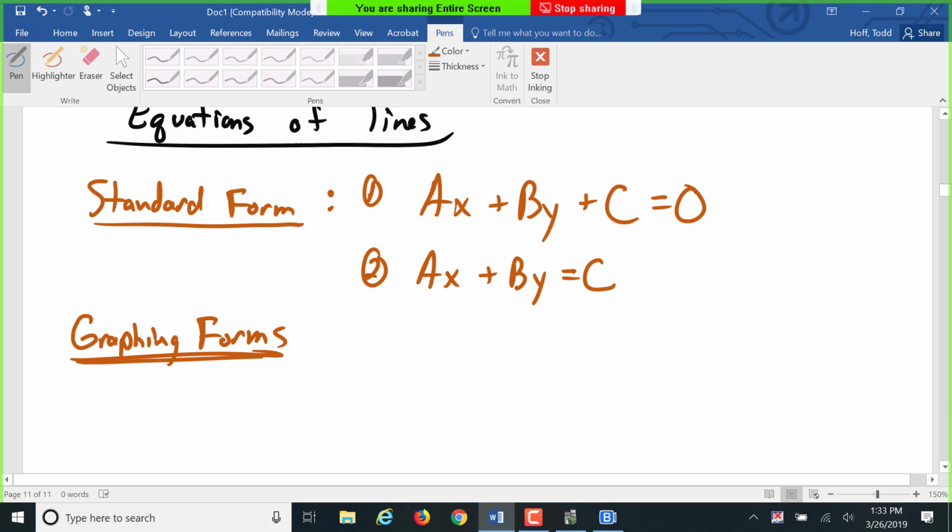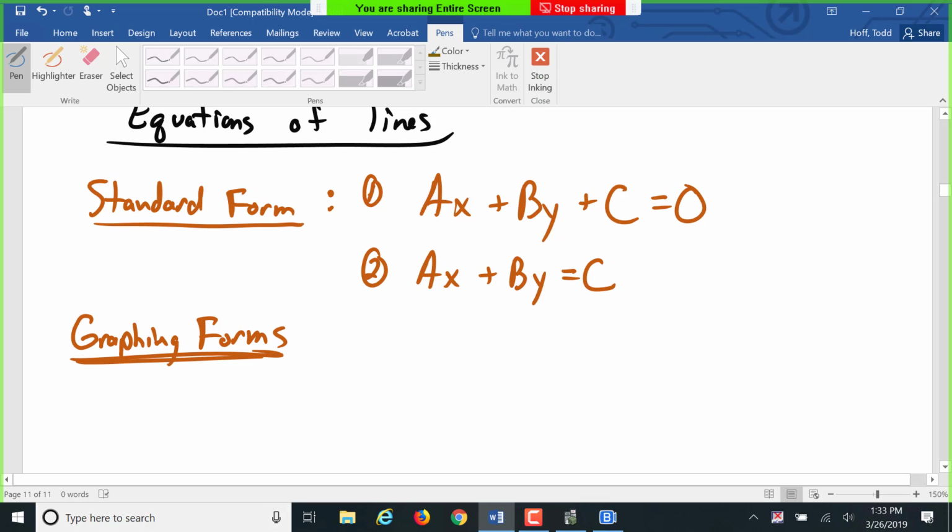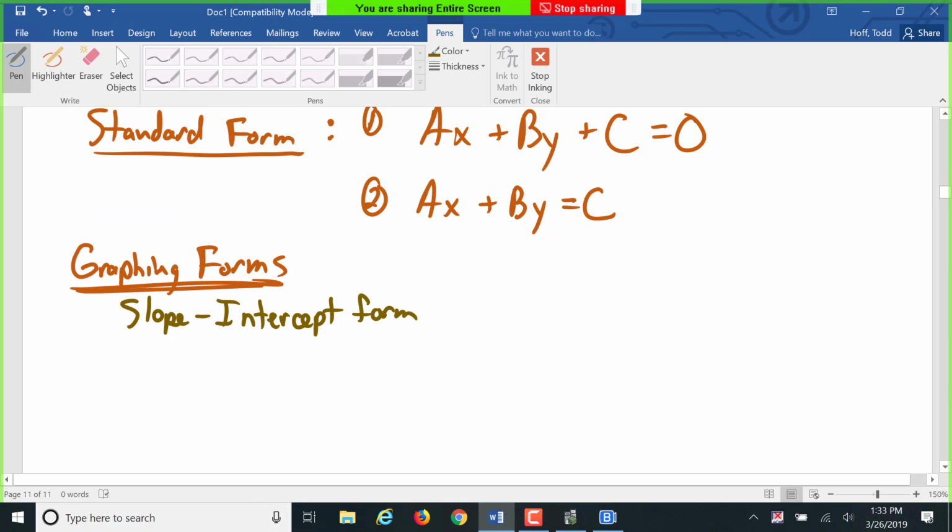Then there are graphing forms. In our first graphing form, the one that we learned first and the most commonly used, is slope-intercept form. In other words, that's the y equals form. That looks like y equals slope times x plus the y-intercept. y equals mx plus b.